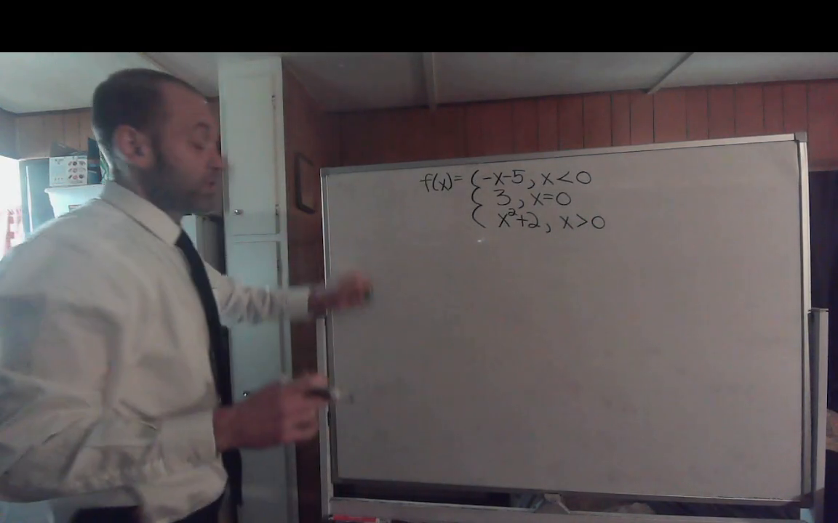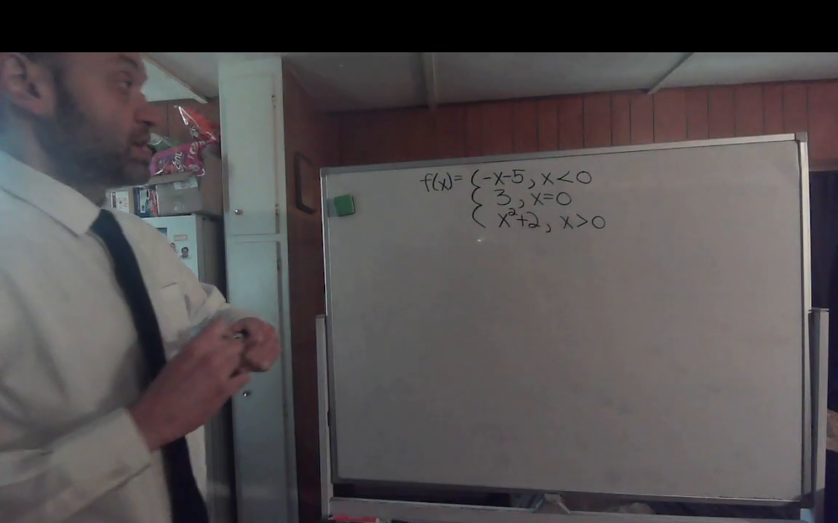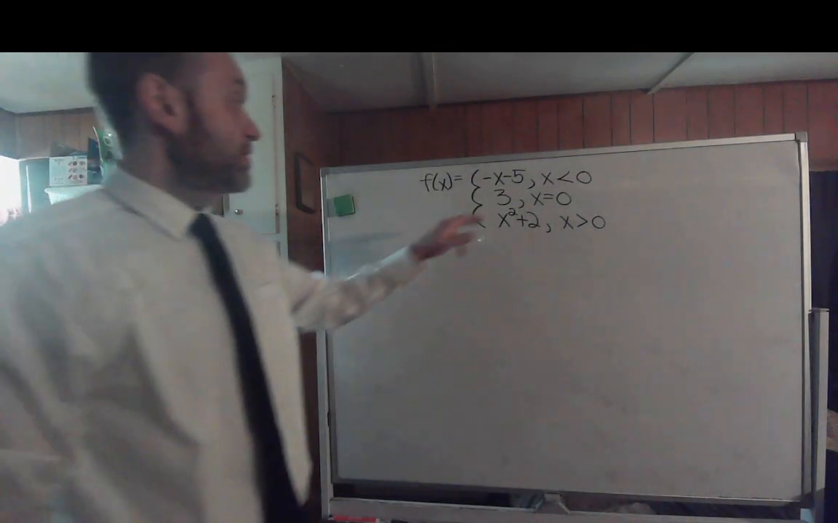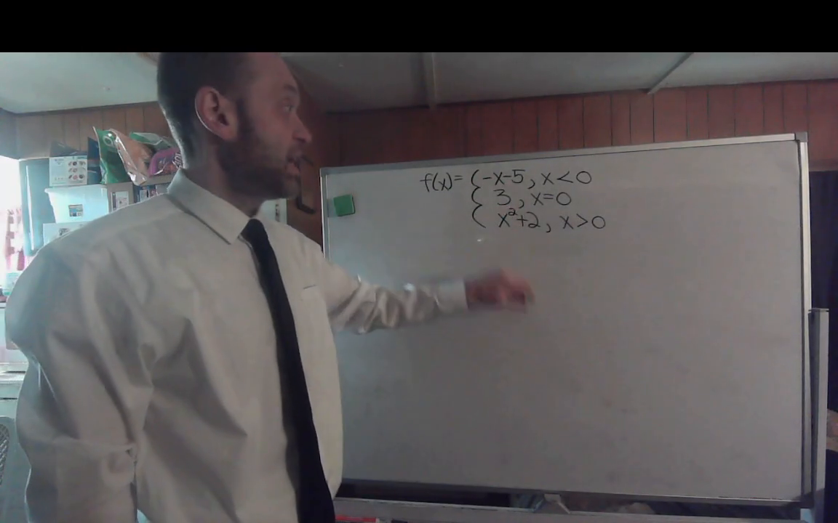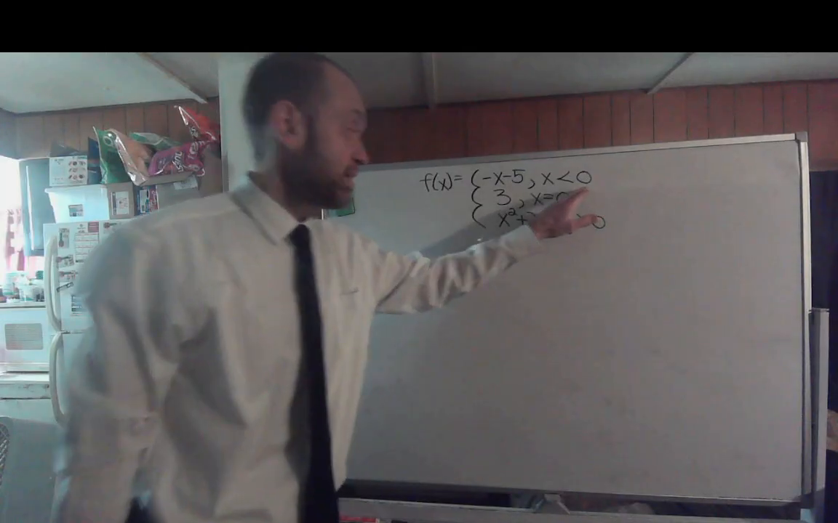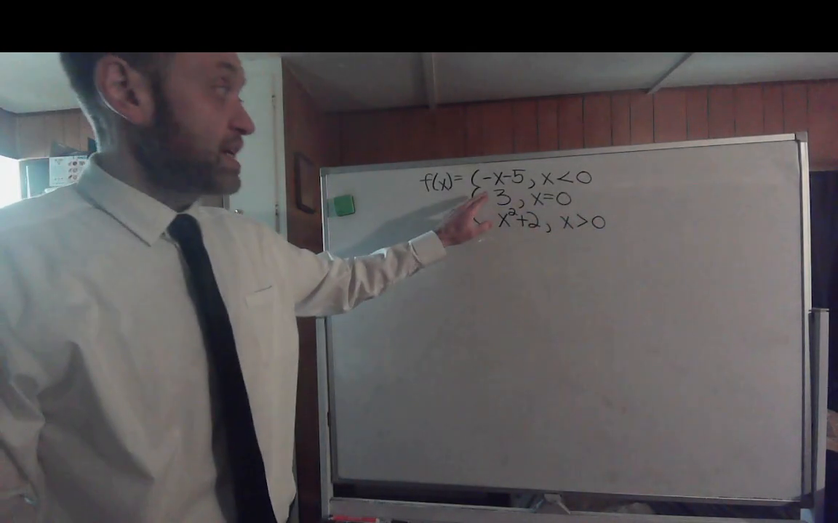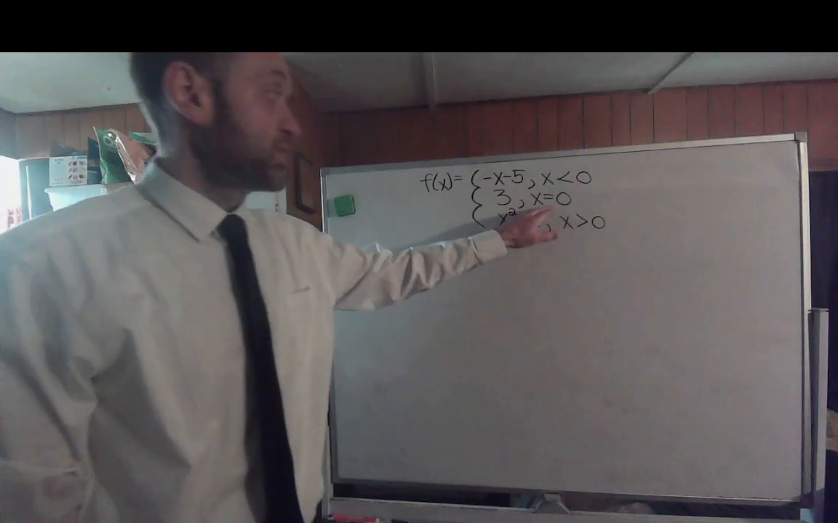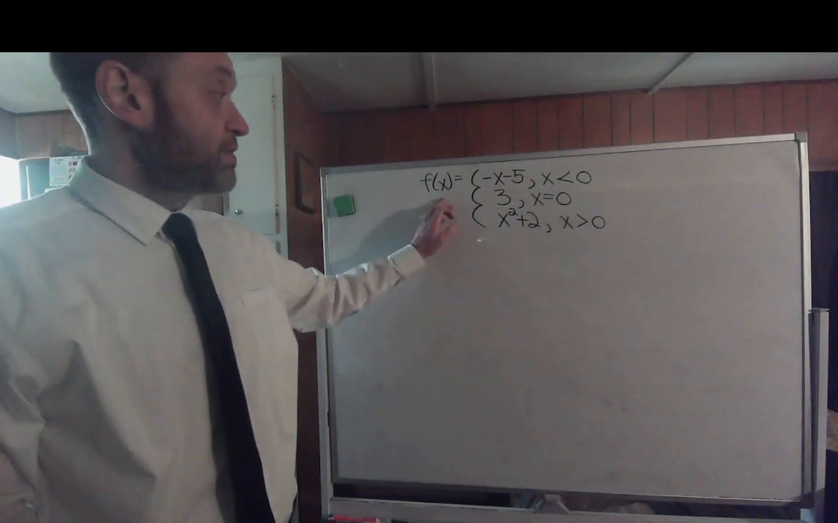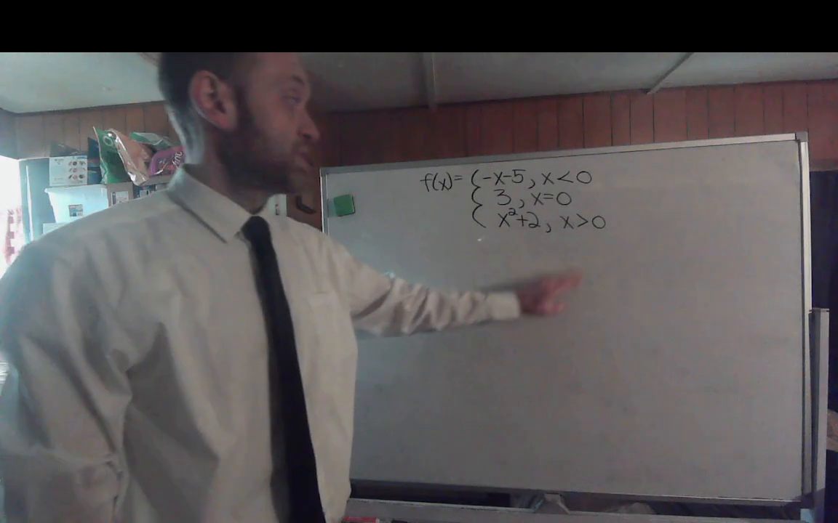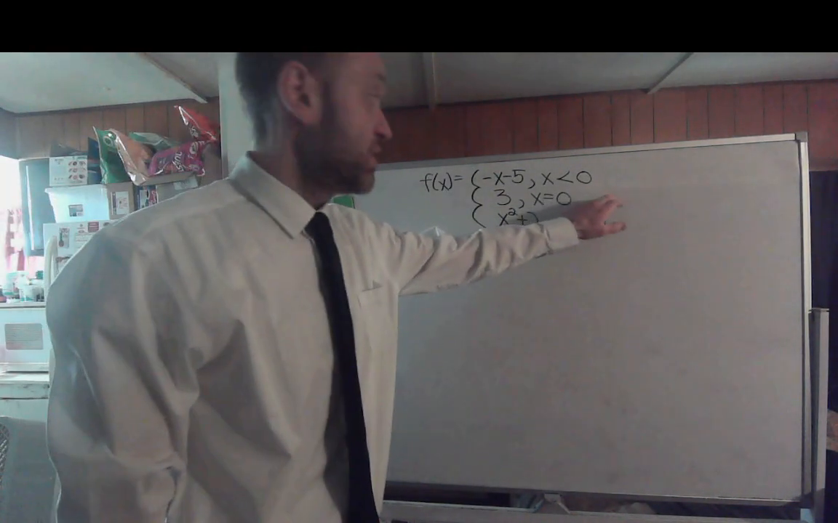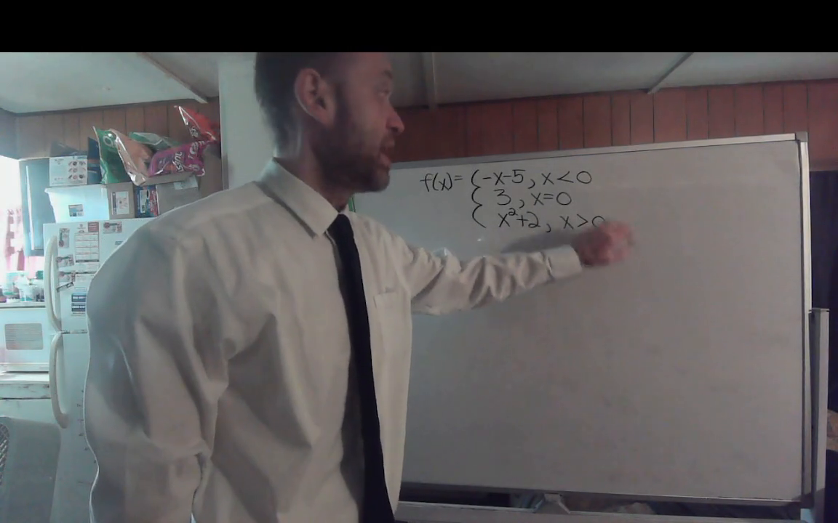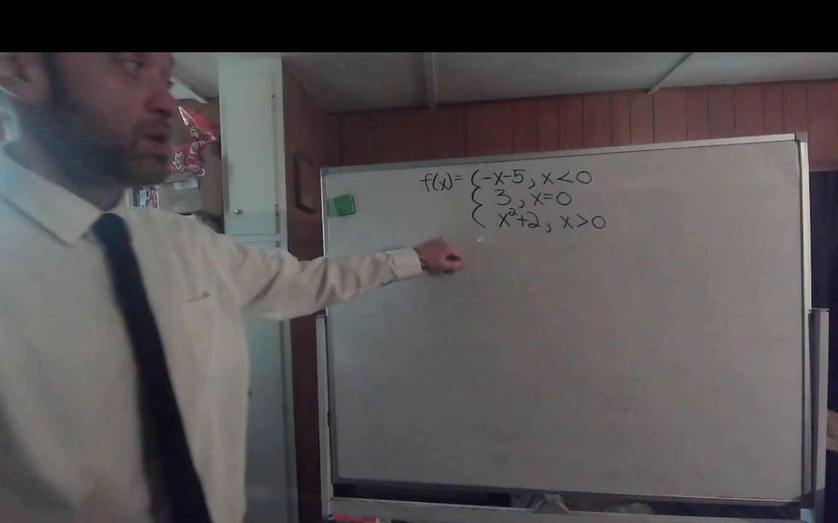So I have a 3-piece piecewise function. It takes on the behavior of f of x equals negative x minus 5 when x is less than 0, f of x equals 3 where x equals 0, and then f of x equals x squared plus 2 when x is greater than 0. Well, we notice that point of contention is going to be right when you have x equal to 0.